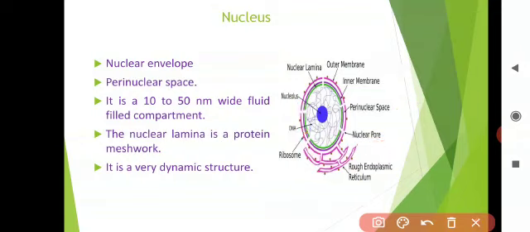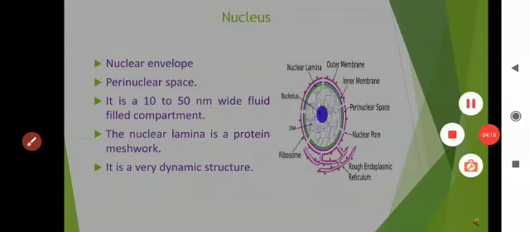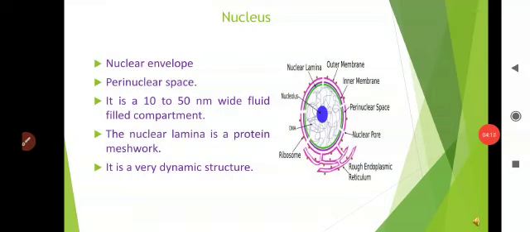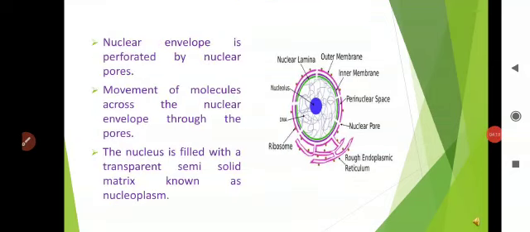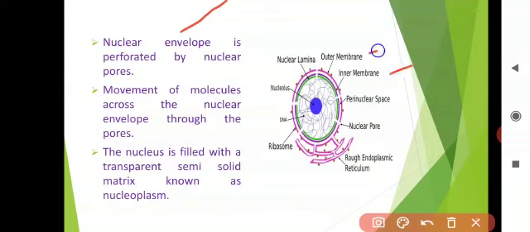So, different parts of the nucleus will include, first one is the nuclear envelope. This nuclear envelope is nothing but the outer covering layer of the nucleus. That means the nucleus is covered by means of a membrane which is known as nuclear membrane, and it is also known as nuclear envelope. This nuclear membrane is divided into two types, namely the outer membrane and inner membrane. In between these two layers, a space is present which is known as perinuclear space.